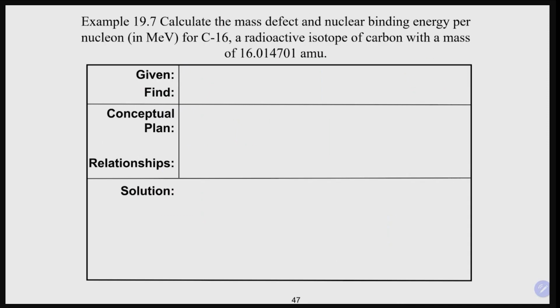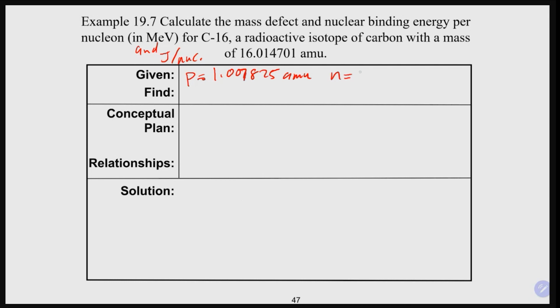All right, so why don't you give one a go here, calculate the mass defect and the nuclear binding energy in mega electron volts per nucleon. Now let's do both, and joules per nucleon. And I'll give you your proton mass is 1.007825 AMU.